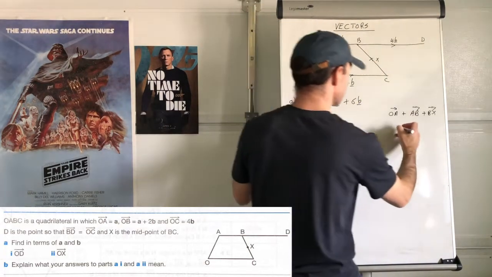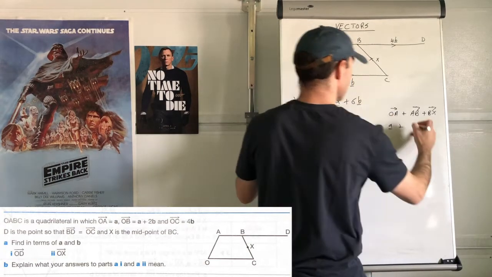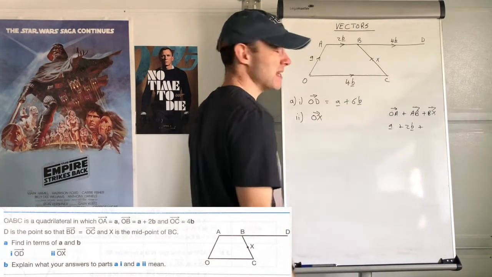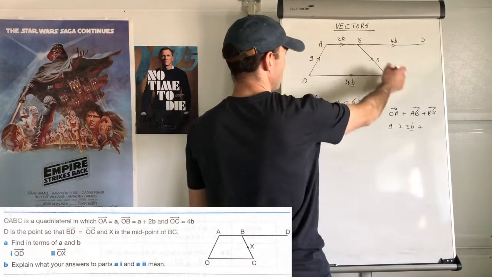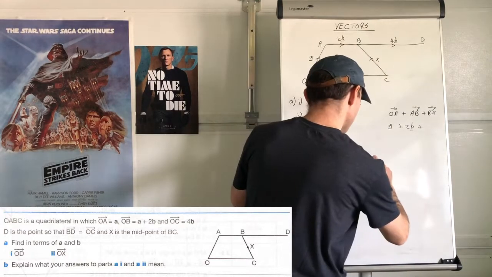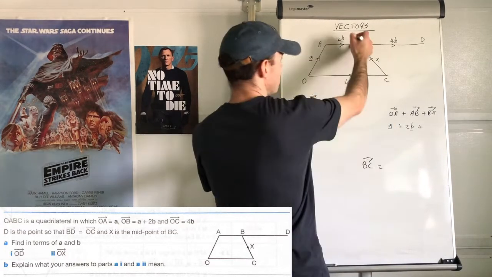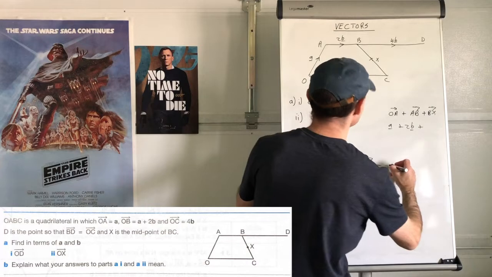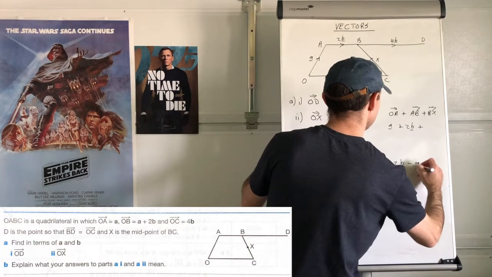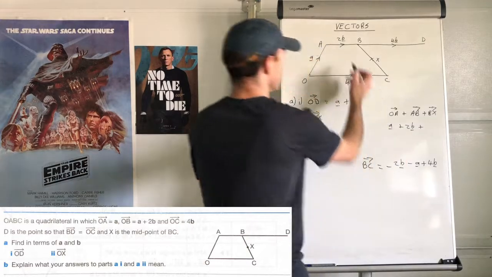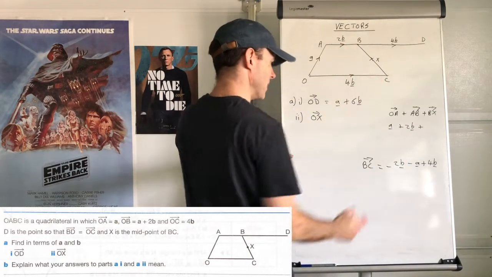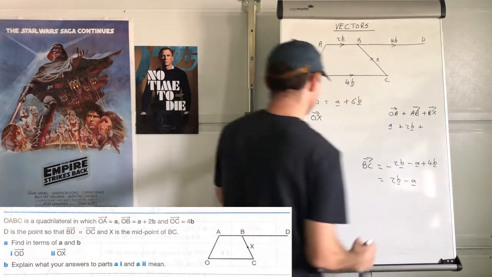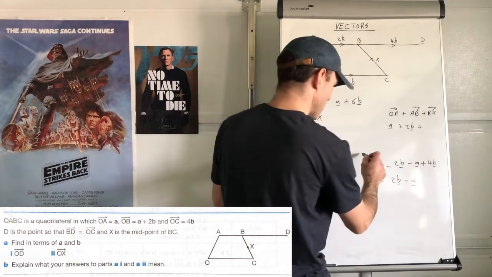Right. So OA is just A, and AB is 2B, and BX, well, I need to work out BC first, because we don't actually have anything for BC. So down by here, I'm going to write down what BC is. From B to C, it is negative 2B, negative A plus 4B. Let's write that down. Negative 2B, negative A plus 4B. Simplified, that is going to be 2B minus A. That might be helpful later on.